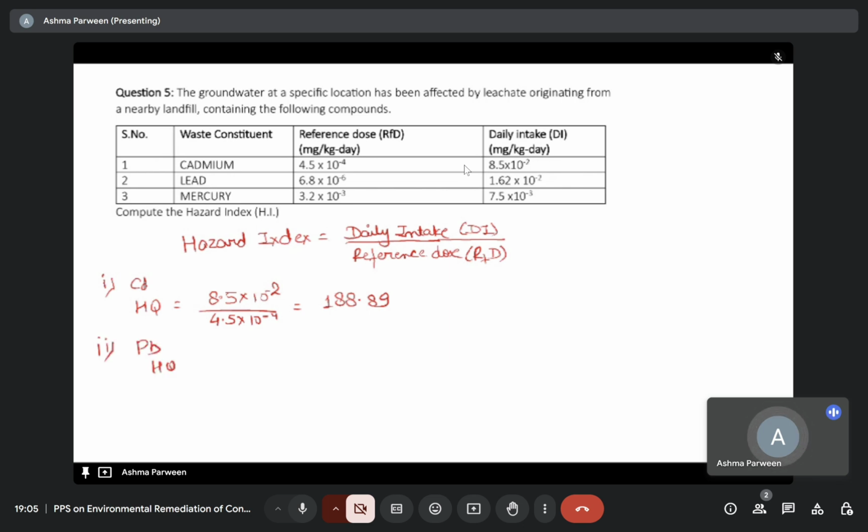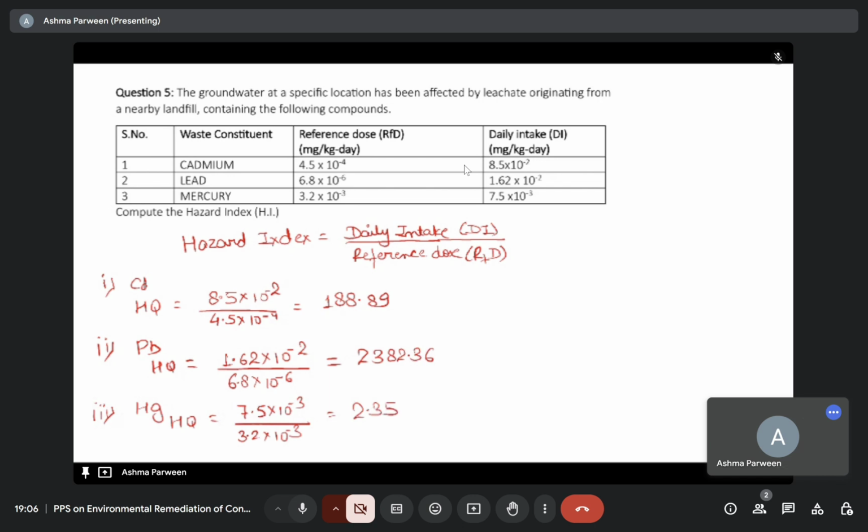Now let's find out the hazard index for lead. For lead, the given daily intake is 1.62 into 10 raised to the power minus 2 upon 6.8 into 10 raised to the power minus 6. So on solving this, we are getting the value of 2382.36. And for mercury, the hazard quotient will be daily intake 7.5 into 10 raised to the power minus 3, and the reference dose is 3.2 into 10 raised to the power minus 3. So it's coming out to be 2.35.